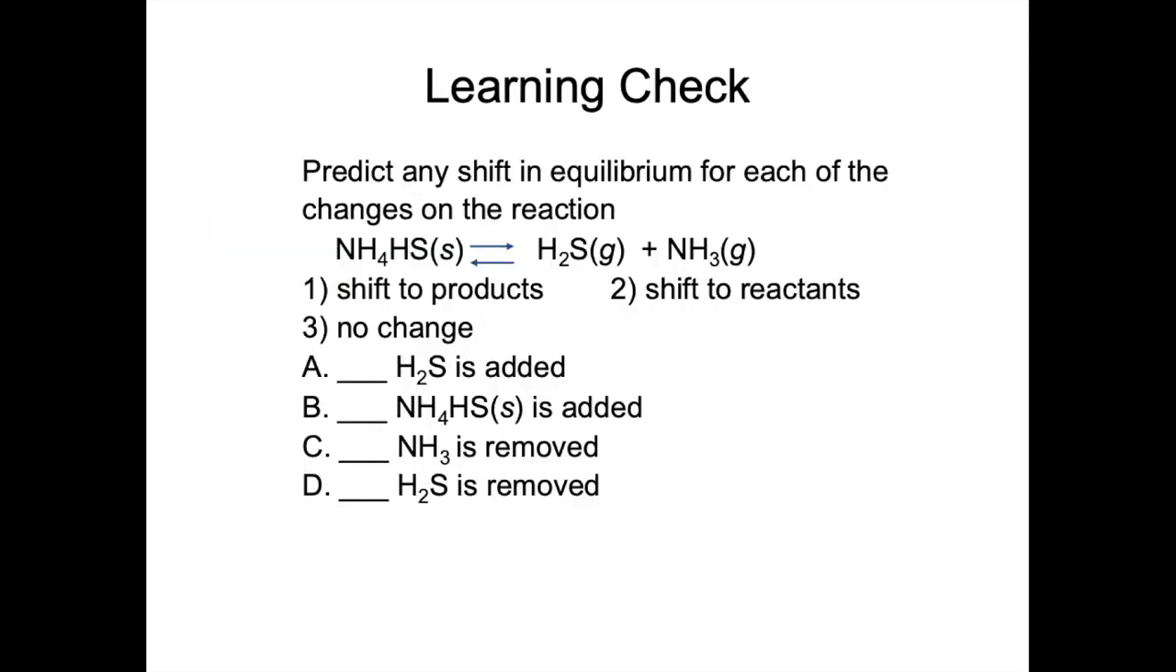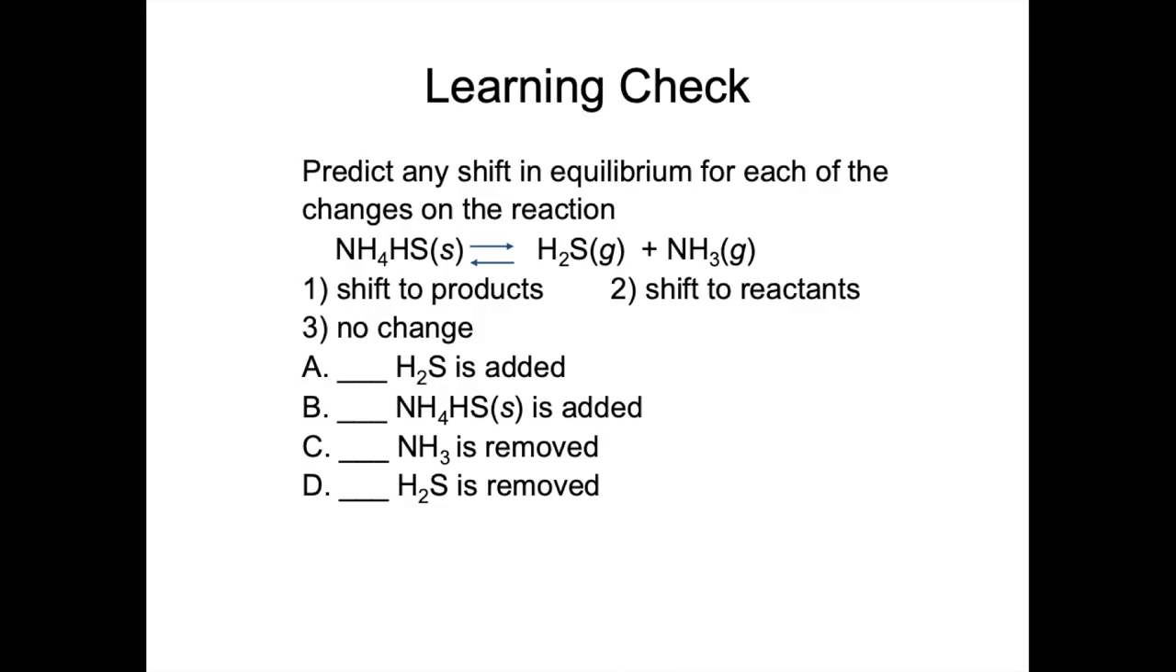So let's practice this. Here's an example of a system in equilibrium, right? And look at each of the changes that have been made and ask yourself, which way will this equilibrium shift? Okay, so feel free to pause this video and think about, is this equilibrium going to shift to the product side on the right or the reactant side on the left?